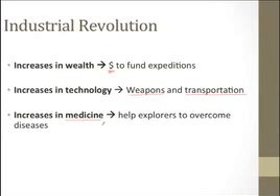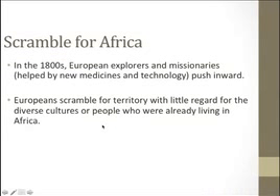The other important thing is that the Industrial Revolution created a desire for more resources. They had these giant factories growing and manufacturing things, but they needed the things to put in them. So they needed all the raw materials that were going to go into this industrial process. So then we get to the Scramble for Africa.